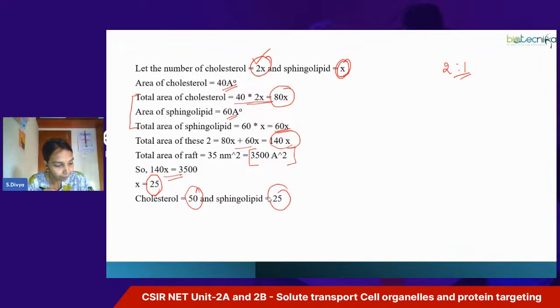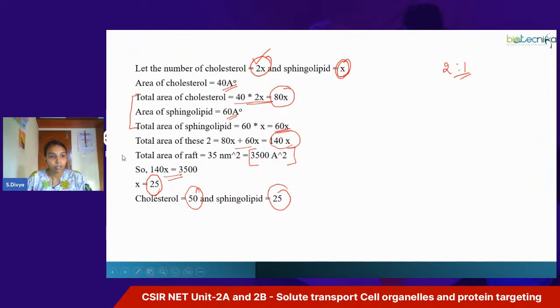Are you able to get me, everyone? Are you able to understand this calculation? Yes? Able to follow? Got it? Okay, I hope you understood where you made the mistake, right?